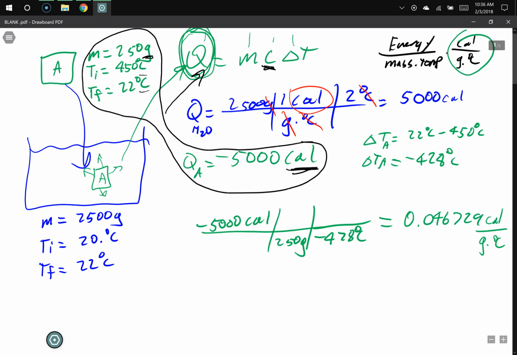So to finish this off, let's look for significant figures. So in this case, it looks like my significant figures are, I have 2 here and 2 here and 2 here, 2, 2, 2. So it looks like 2. I can write this to 2 significant figures. So then my answer for the specific heat of my object A is going to be 0.047 calories per gram degree C.